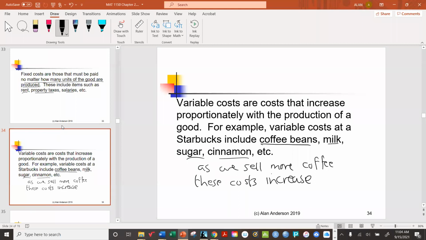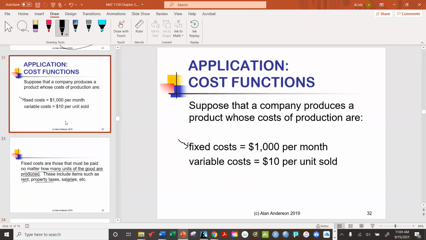So in this fictional case, we're assuming that this company has $1,000 a month in fixed expenses or costs, but every unit of their product costs them another $10 to make. Okay, so we should be able to use this information to figure out the total cost of making any number of units of the product. If we make no units, we'll pay $1,000 in fixed costs. But for every extra unit we make, that adds $10 to our total costs.